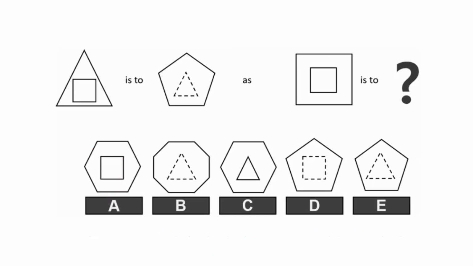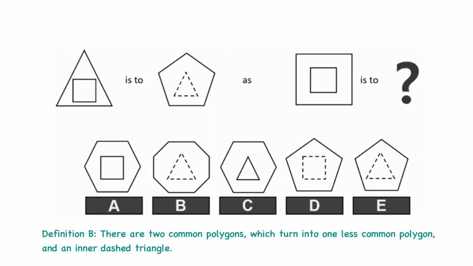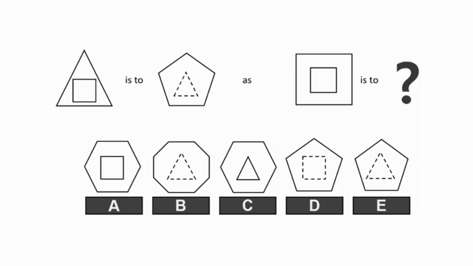But what if we change it a little bit? We can call definition B, there are 2 common polygons, which turn into 1 less common polygon and an inner dashed triangle. Now, it's a subtle change. It changed the word shape into triangle, but this doesn't suffice. This definition is still too unstructured and allows both B and E to be considered. So this is more than one answer option, and therefore this definition will not work. Now we can move on to definition C.